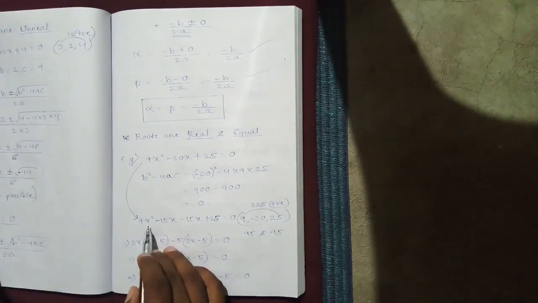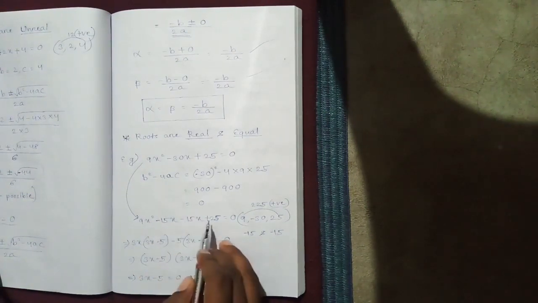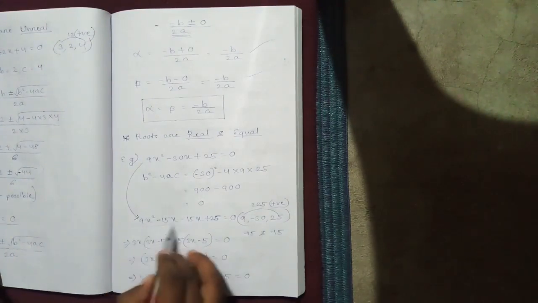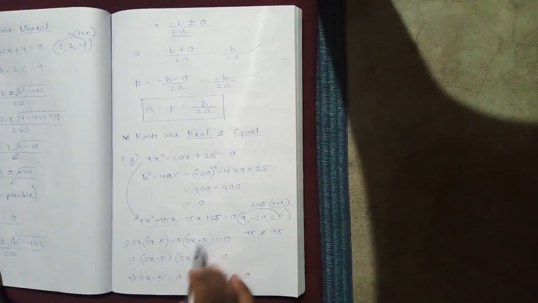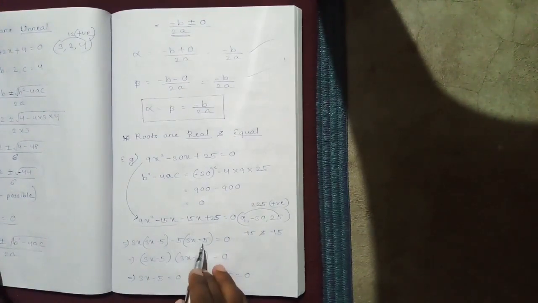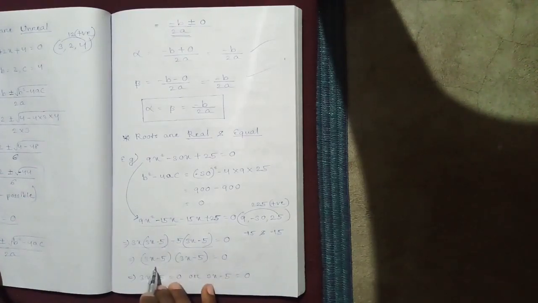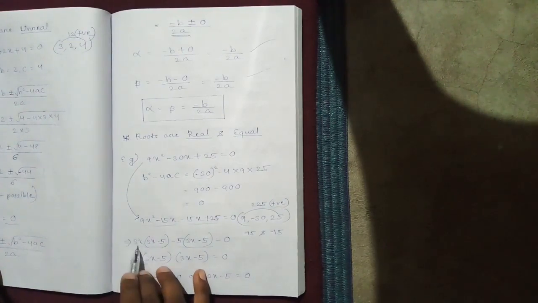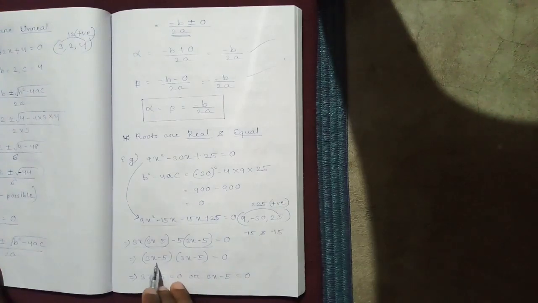So in the next step I have started to factorize. 9x square minus 15x minus 15x plus 25 is equal to 0. From the first two terms, 3x is common, remaining is 3x minus 5. From the next two terms, minus 5 is common, remaining is again 3x minus 5, which is equal to 0. Now there are two terms. 3x minus 5 is common, as you can see I have written here. What is remaining? Again 3x minus 5. So we get 3x minus 5 whole into 3x minus 5 is equal to 0.